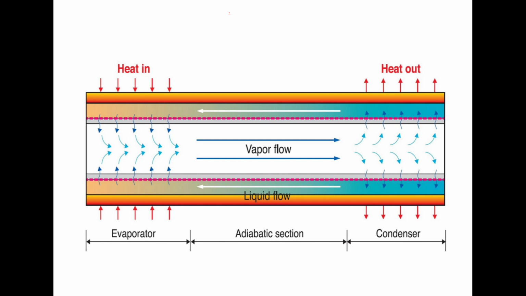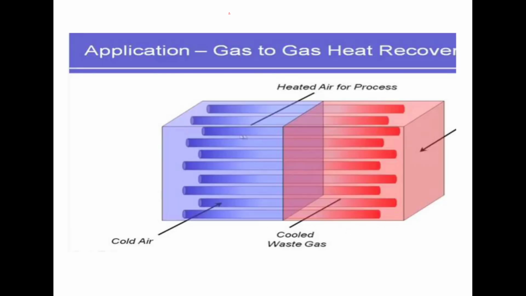In order to effectively remove the heat from the hot tube, the evaporator section is located at the initial stage where heat is put in, and in the adiabatic section there is no heat in or out, and then in the condenser section the heat out will be shown in the schematic diagram. And the application: gas to gas heat recovery.